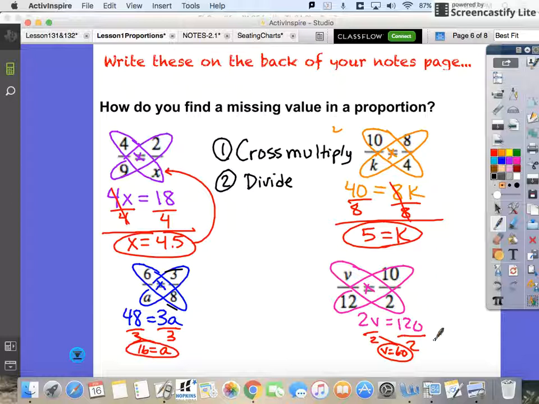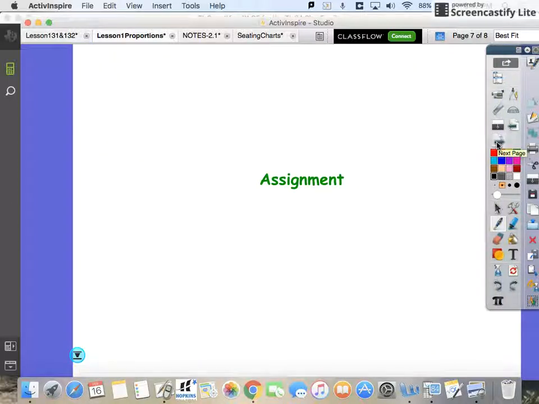You can always check your answer by putting it in for the variable and seeing if you get 2 equal fractions. You guys have an assignment to work on now. Let me know if you guys have any questions.